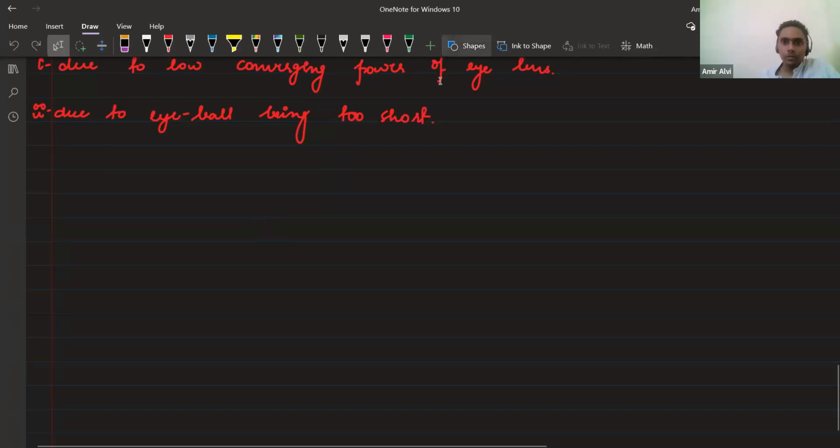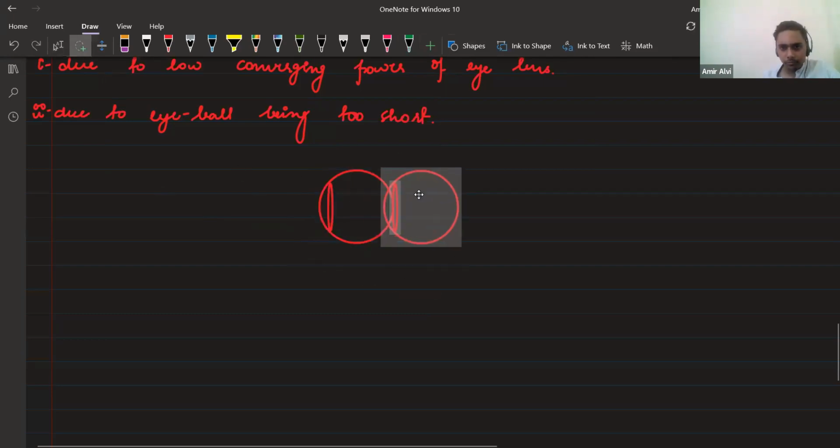So first of all, we will draw a diagram of this hypermetropic eye. Okay, so suppose this is the eye, and this is the object. I just shift it a little bit back. Okay, so the object is placed here.